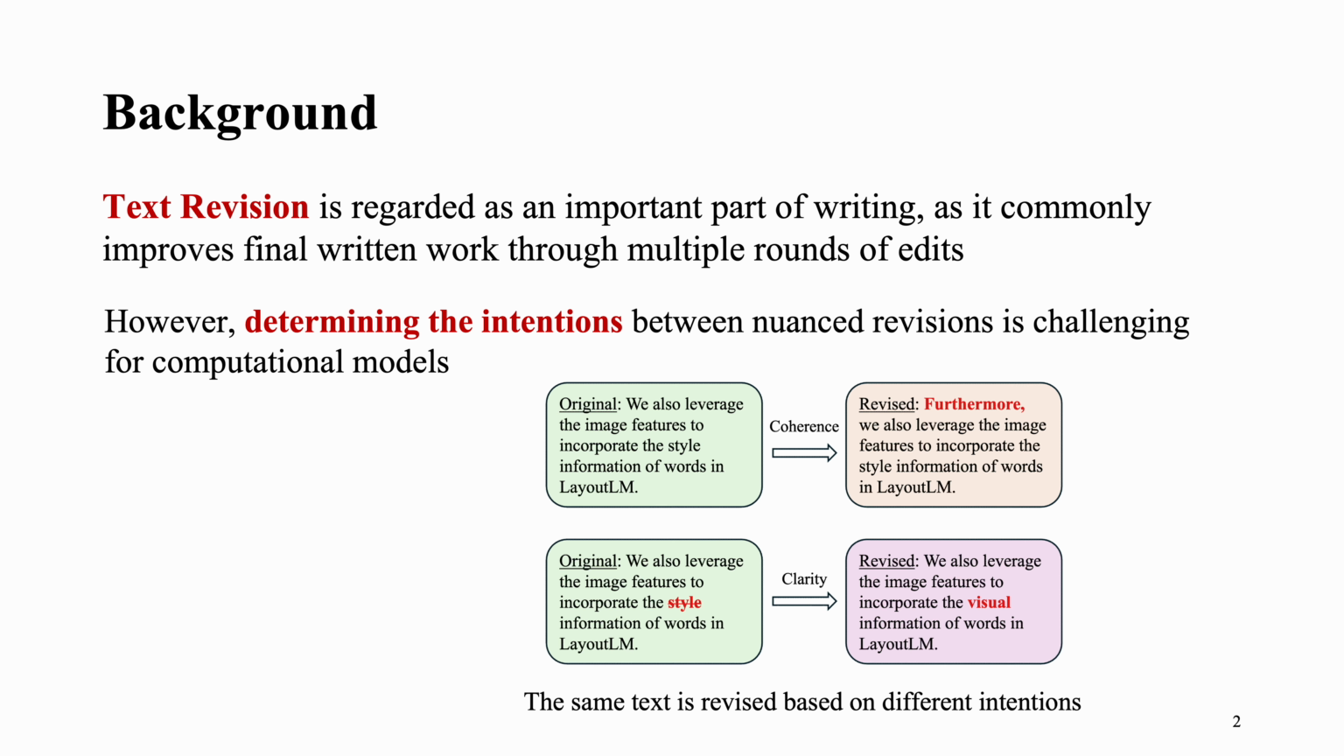For example, the same text is revised based on different intentions. The top one is a coherence revision that adds a transition word. The bottom one modifies the text to improve its clarity. These are great examples to illustrate the complexity of the revision task and the challenge for computational models.